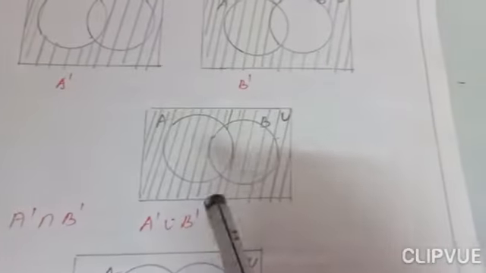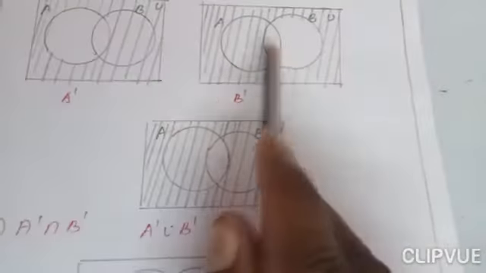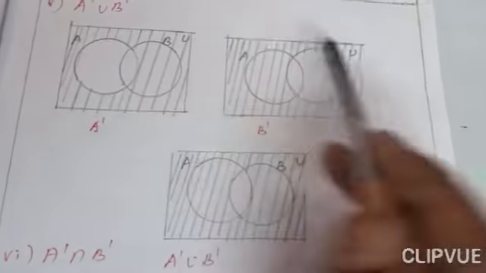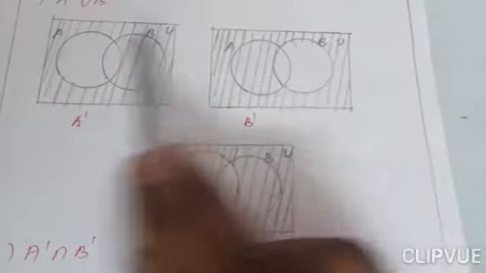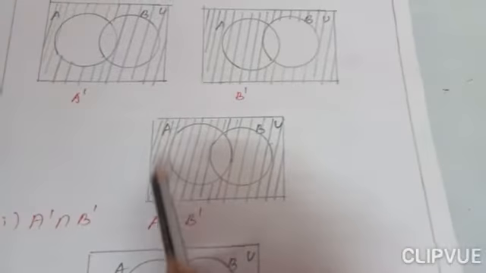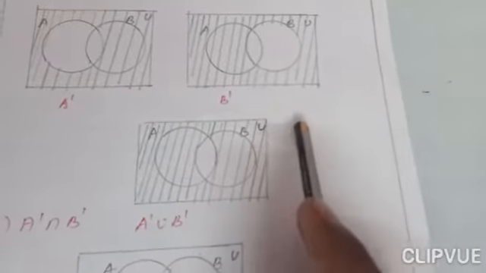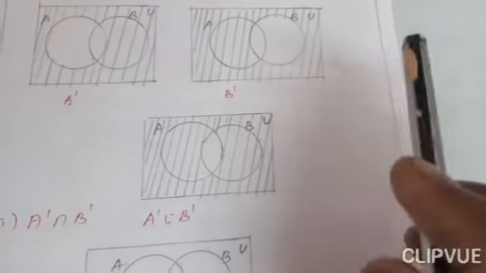A dash union B dash, I have joined these 2 diagrams. Look at here, this part only they didn't shade in both the diagrams. This is only A dash union B dash. Leave the intersection part, you shade the remaining part of the diagram.